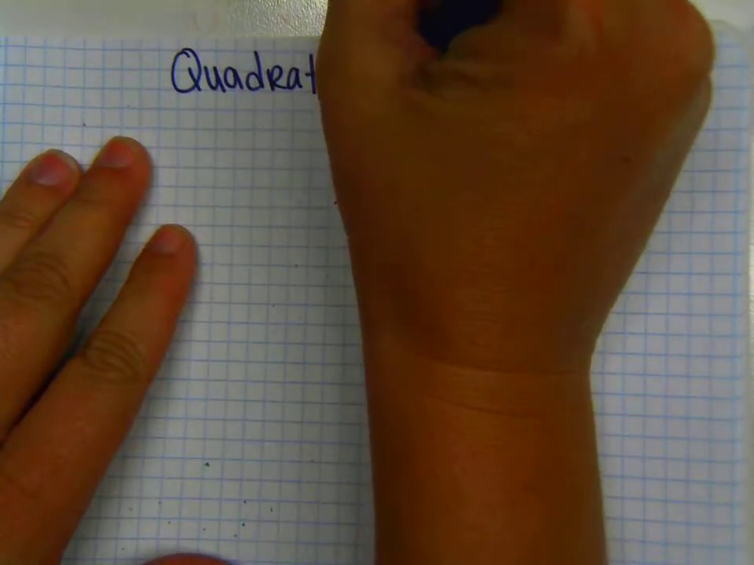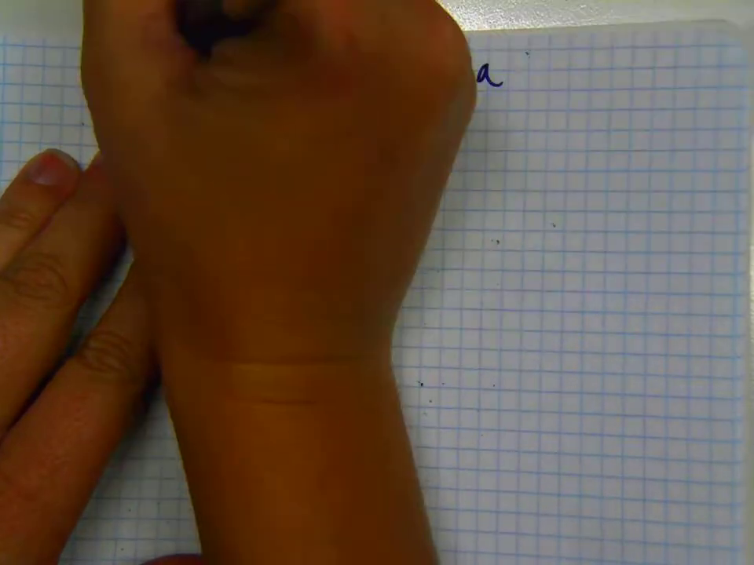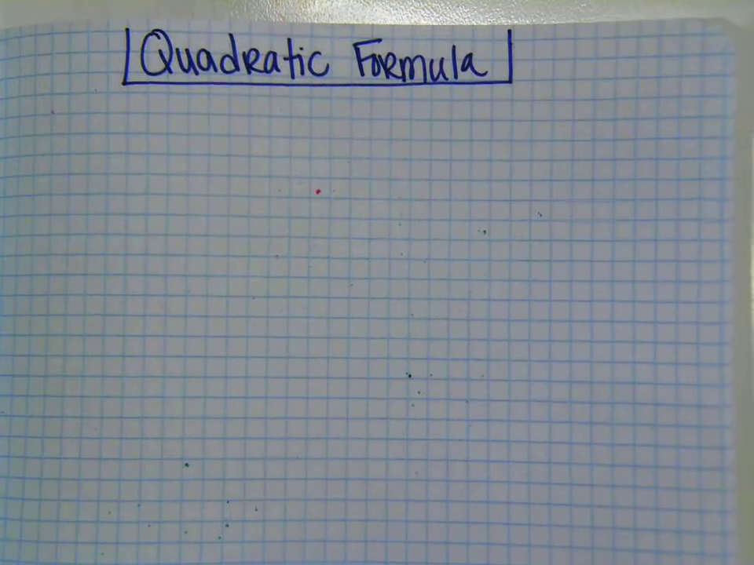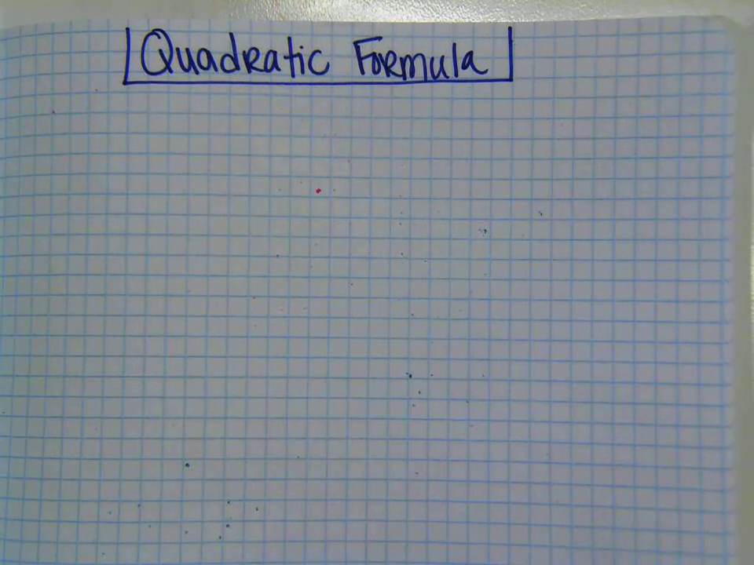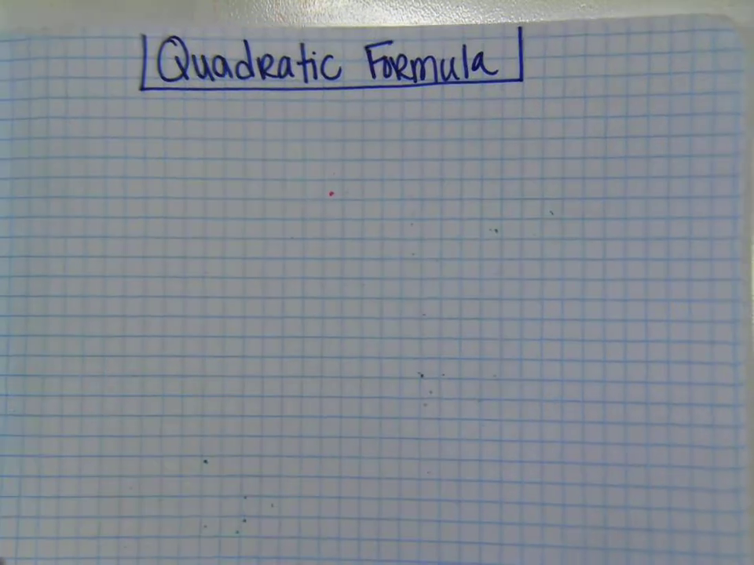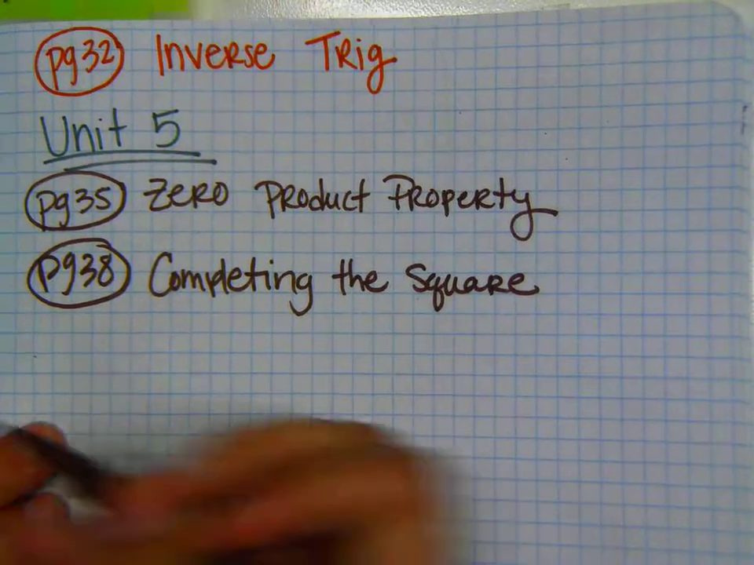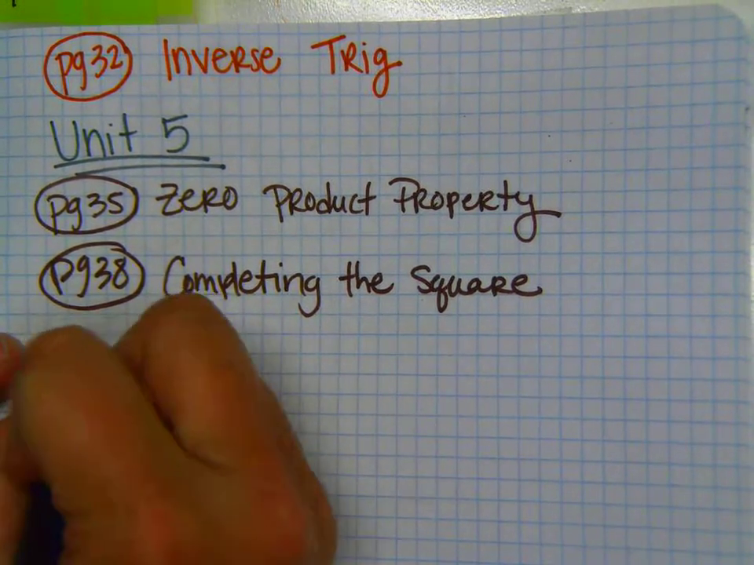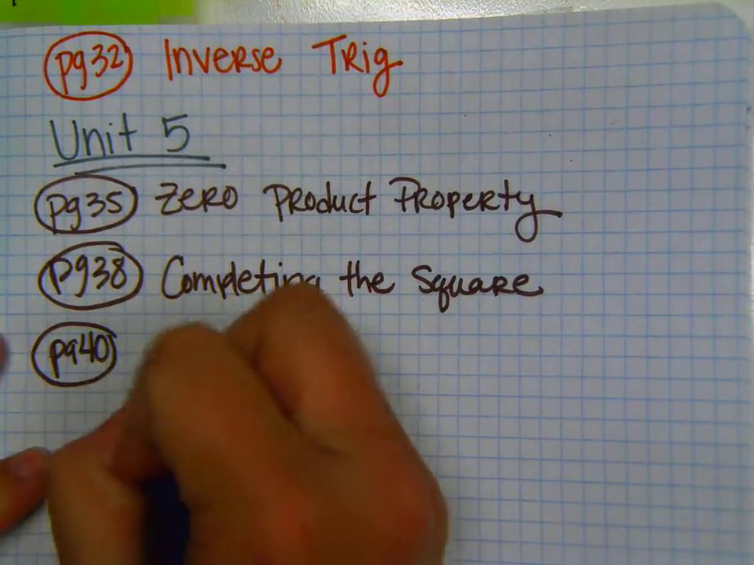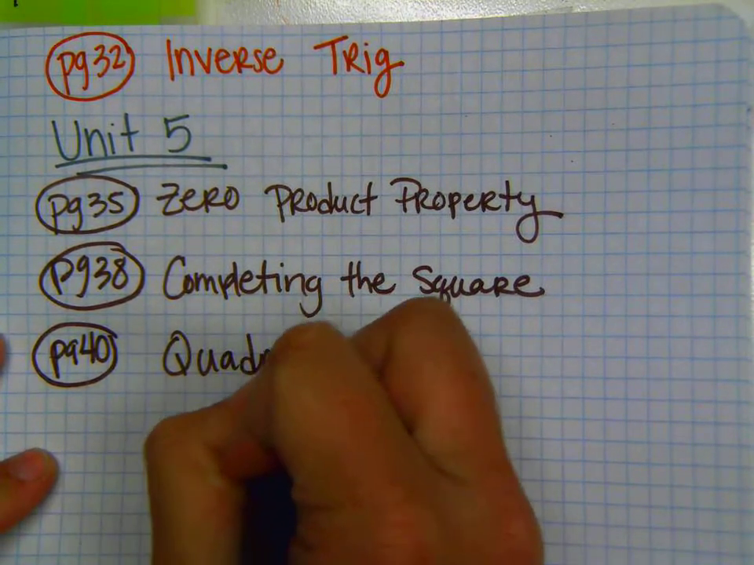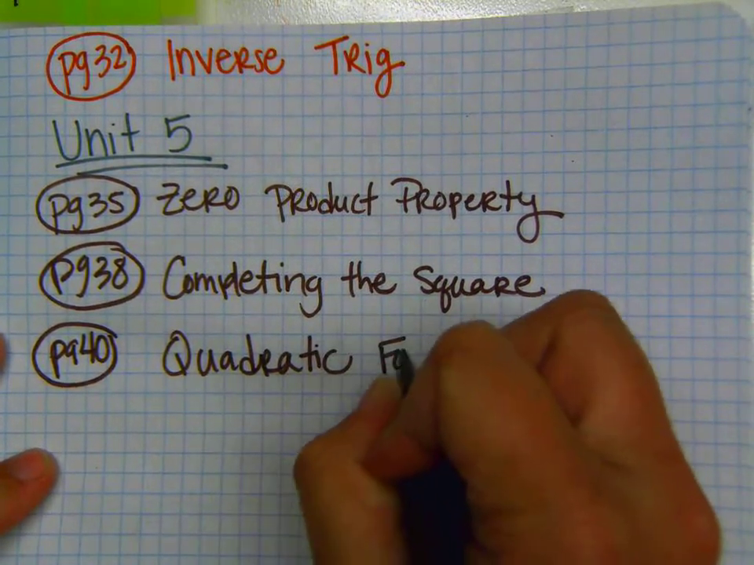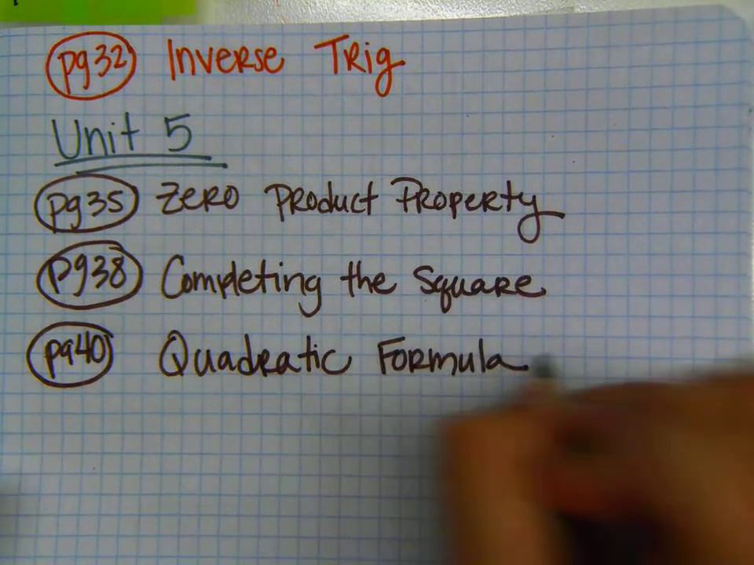Welcome back. Tonight's notes are on the quadratic formula. And this is on page 40. And we're going to put this in our table of contents as well.